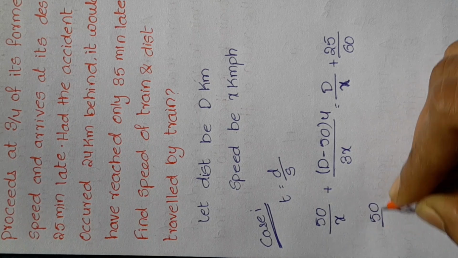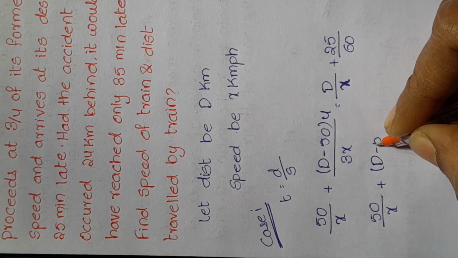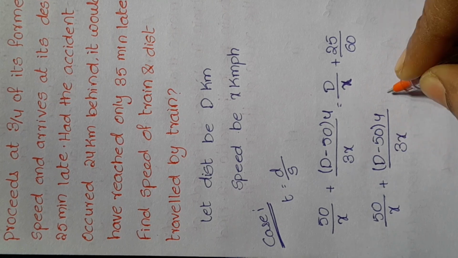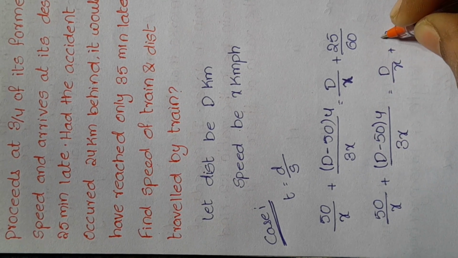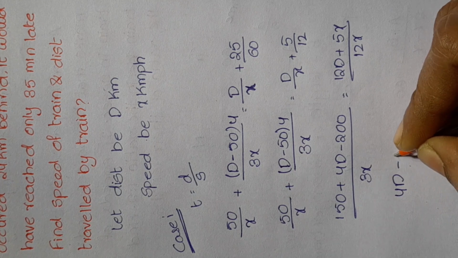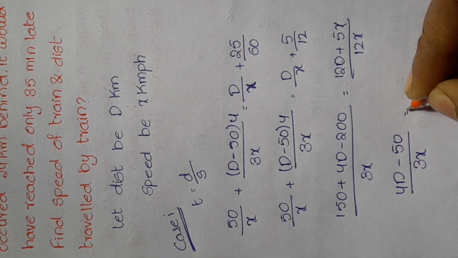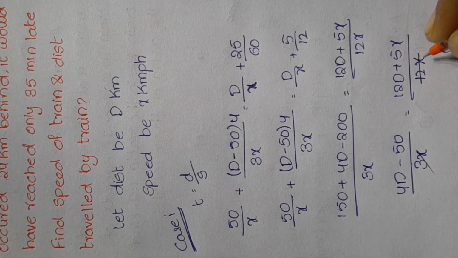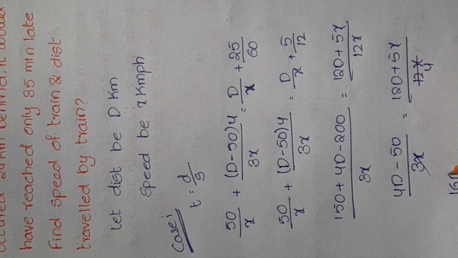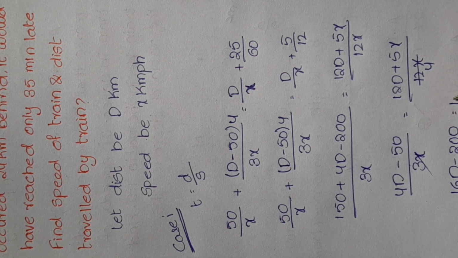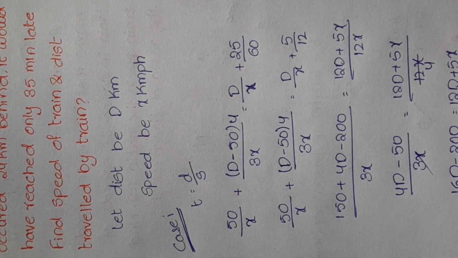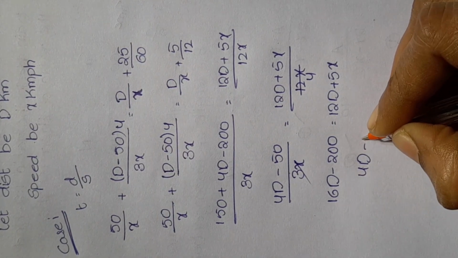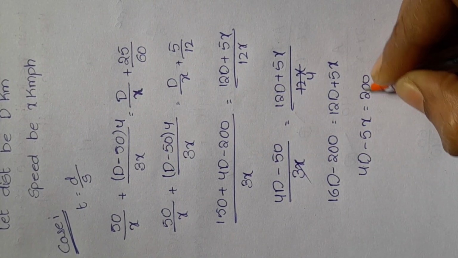This can be written as 50 by x plus d minus 50 into 4 by 3x is equal to d by x plus 5 by 12. We get 4d minus 50 by 3x is equal to 12d plus 5x by 12x. Cross multiplying by 4 times, we get 16d minus 200 is equal to 12d plus 5x. From this, we get 4d minus 5x is equal to 200. Keep this as the first equation. Now let us see the case when the accident occurs 24 kilometers behind.